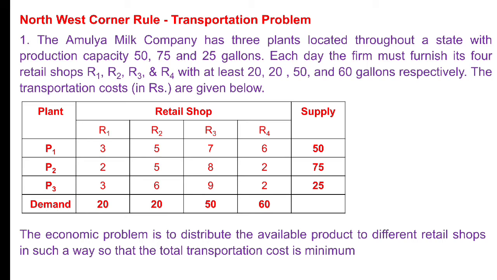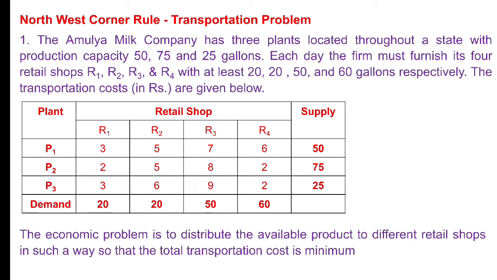The economic problem is to distribute the available product to different retail shops in such a way that the total transportation cost is minimum. Here you see demand and supply values should be placed from plant to retail shop with the minimum cost. All supply should be used, and all demand should also be met. If you connect which plant to which retail shop, that should be the minimum cost, and this should be balanced. That is our question.